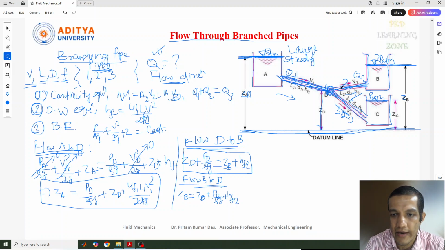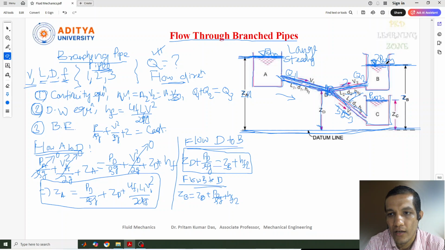So if I write Bernoulli's equation for this, I will write PB by rho g plus VB squared by 2g plus ZB. Here also the similar concept applies: the pressure at the surface level will be considered 0 as it is atmospheric pressure. So this surface level needs to be considered as a reference line.